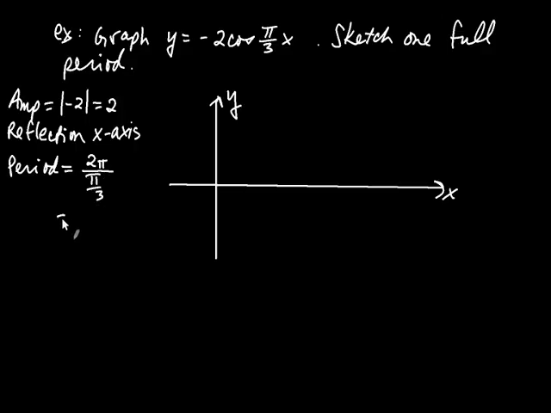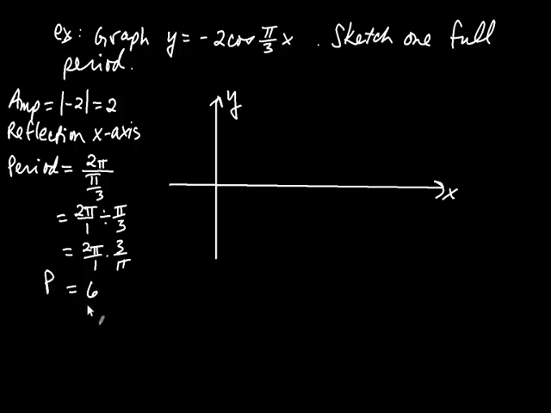And you can write that out if you want, if that helps. So it's 2 pi over 1 divided by pi over 3. But then you multiply by the reciprocal. So 2 pi over 1 times 3 over pi. And the pi's cancel, and you get just 6. And that's your new period. Okay, let's write that down. Our new period is 6.